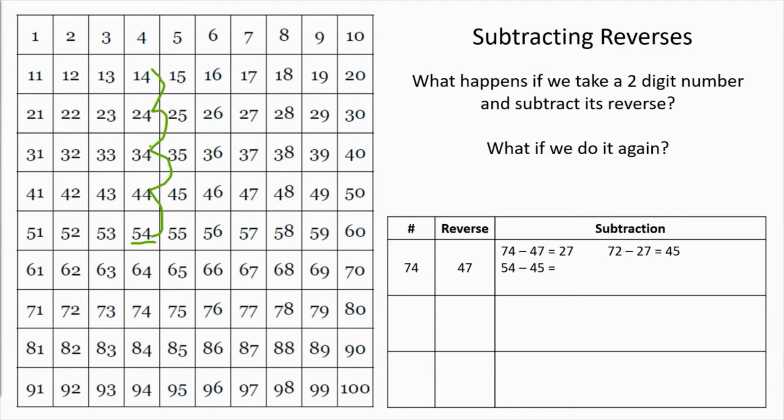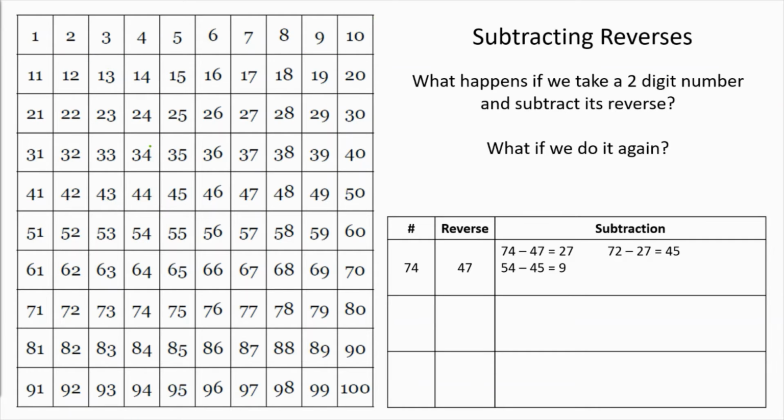Ready? 44, 34, 24, 14. Let's count back 5 more. 13, 12, 11, 10, 9. So 54 minus 45 equals 9.